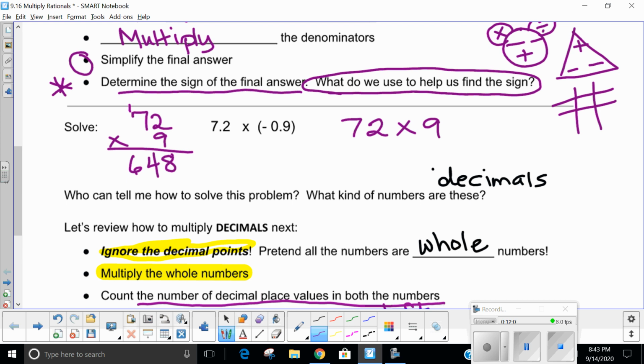Now, that is the product of 72 and 9, but we didn't multiply 72 and 9. We multiplied 7.2 and negative 0.9. So what we want to do is we want to go back here and we want to count how many place values there are past the decimal point in each one of these numbers.